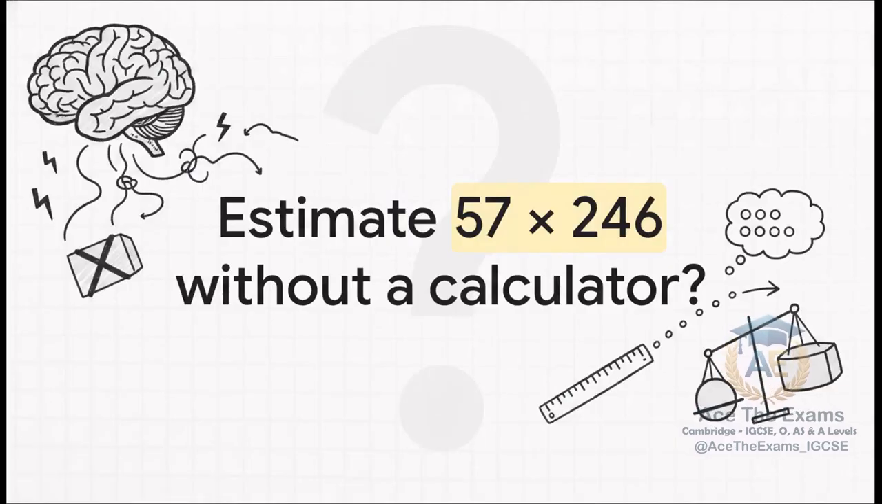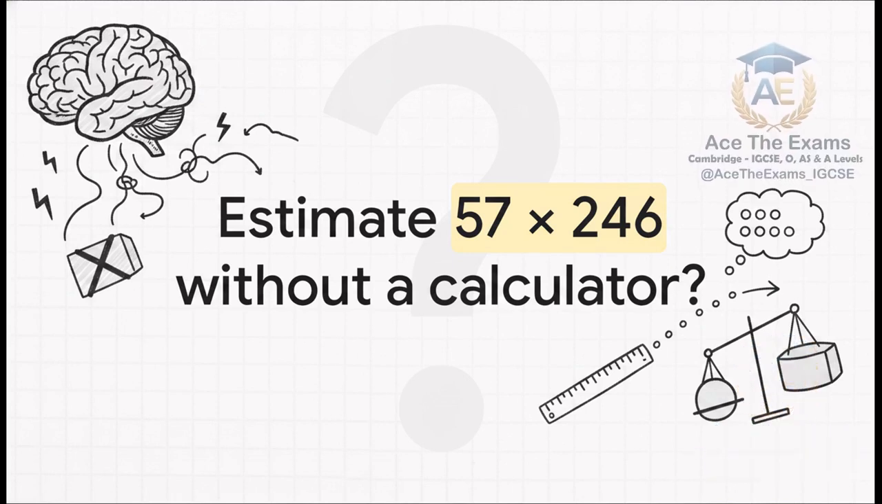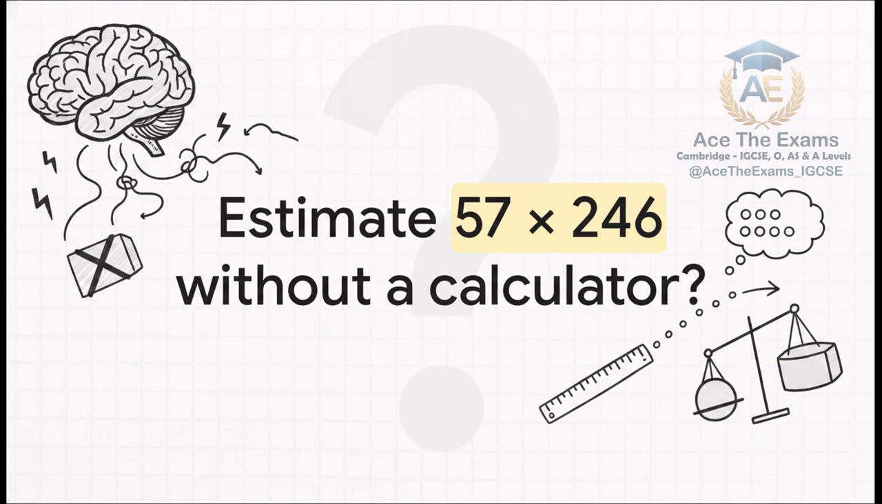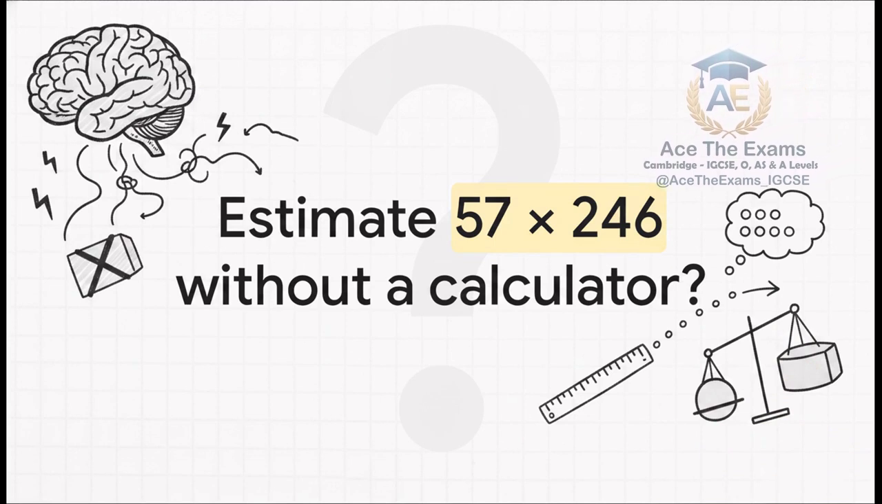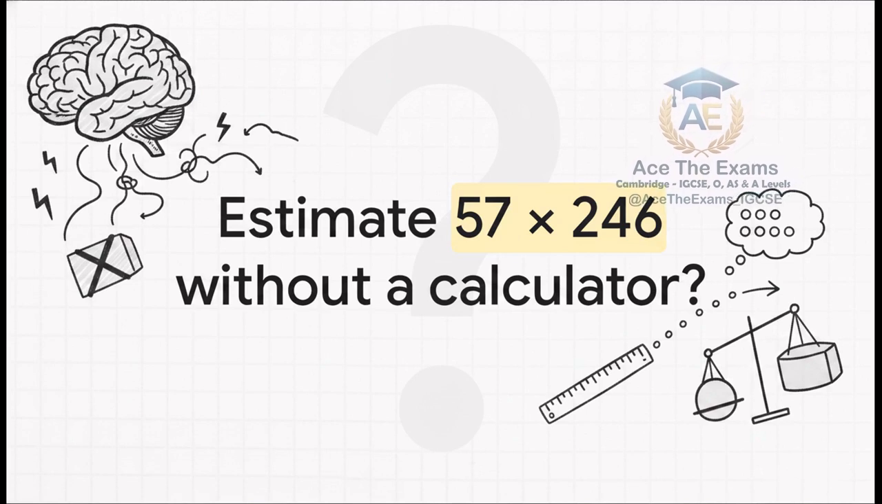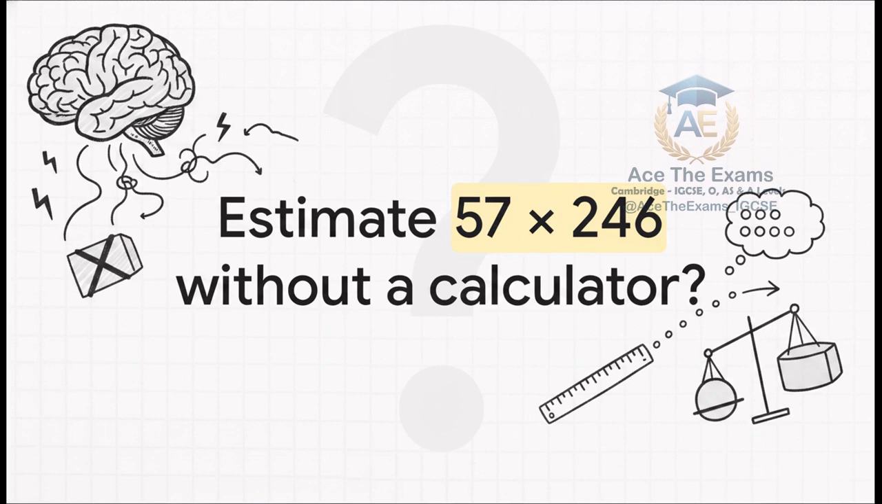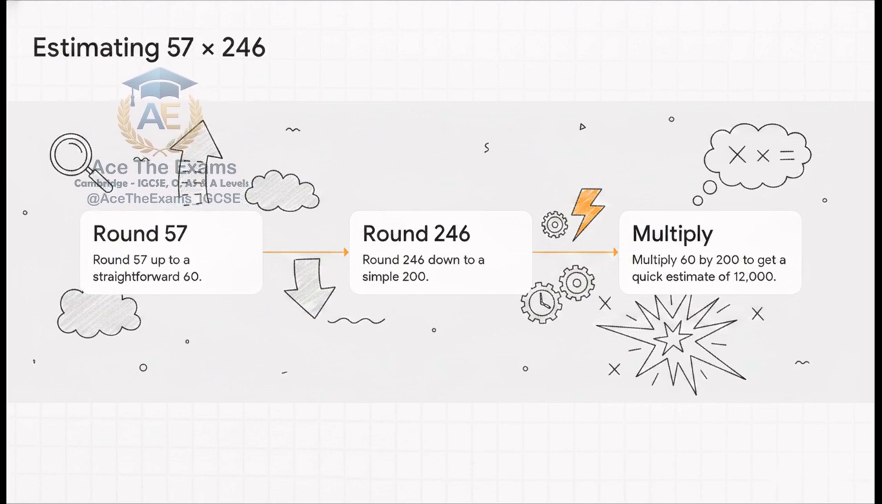I want to put you on the spot right now. Look at this calculation on the screen. 57 multiplied by 246. If I told you to solve that right this second, hands off the calculator, your brain probably tenses up a bit. It looks heavy, it looks like it needs scratch paper. But applying the estimation rules we've just learned completely rewires how you handle this. How would you quickly estimate this before even touching a button? Watch how we make this intimidating problem completely digestible.